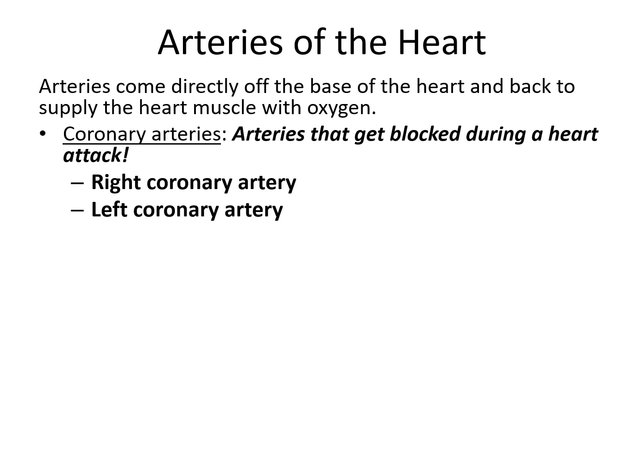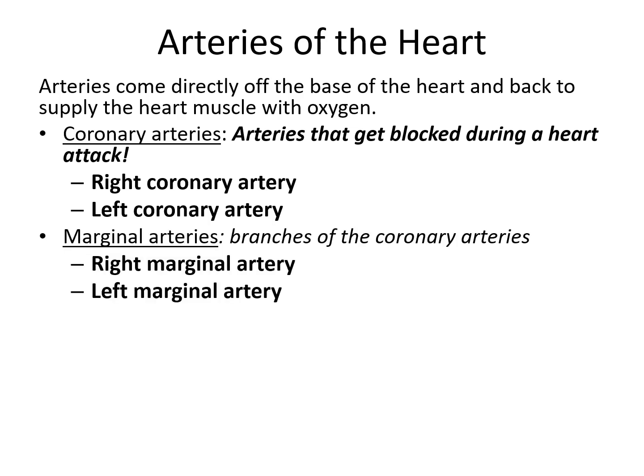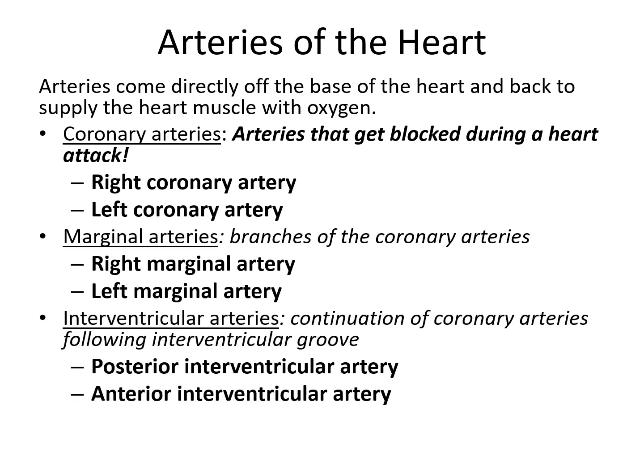So the coronary arteries are super important, and they are the ones that are blocked during a heart attack. So we do have two coronary arteries, the right and the left coronary artery. And then there are a few branches off the coronary arteries. So we have marginal arteries, which are branches, and we'll see pictures of these guys. And then the interventricular arteries, which are continuations of the coronary arteries. So they start as the coronary artery and turn into the interventricular arteries.